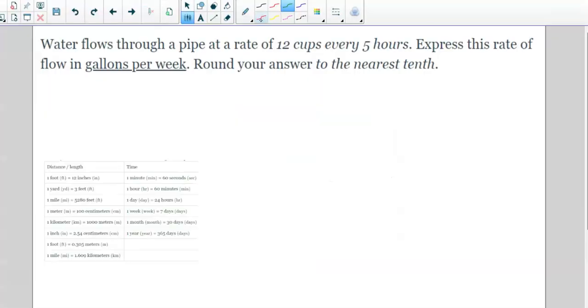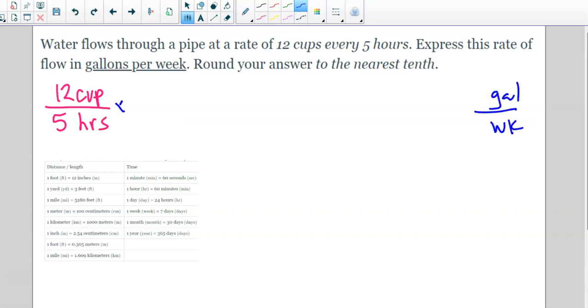Let's take a look. Water flows through a pipe at a rate of 12 cups every 5 hours. And we want to get that in gallons per week. So that's my goal. Alright, here we go. I always like to do my time first. So there are weeks.